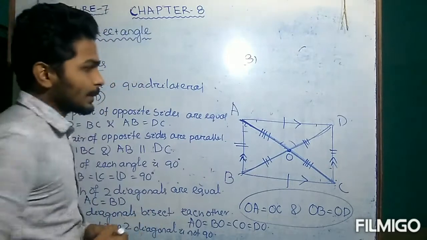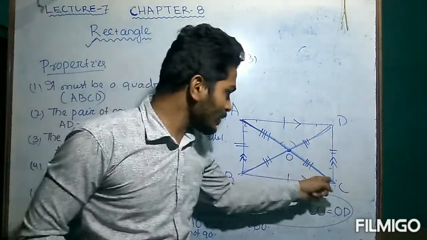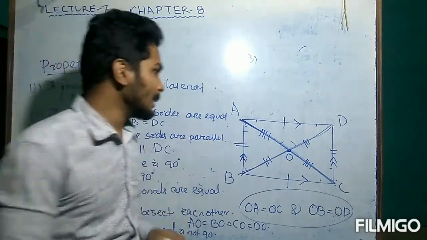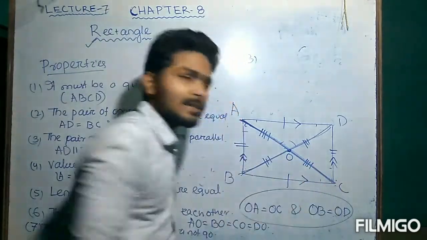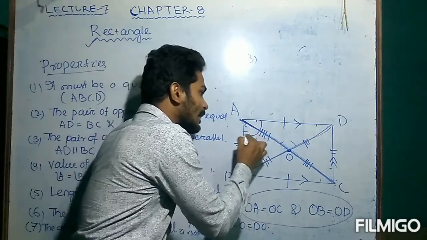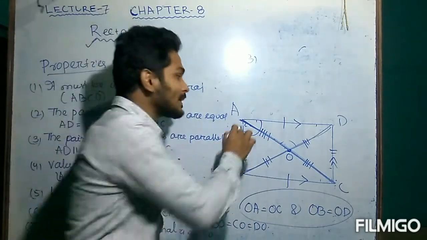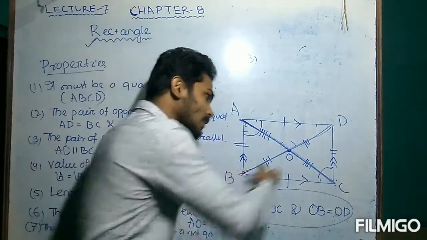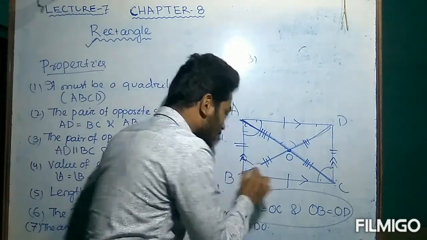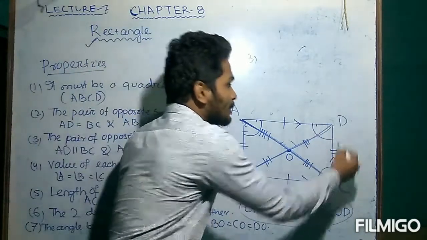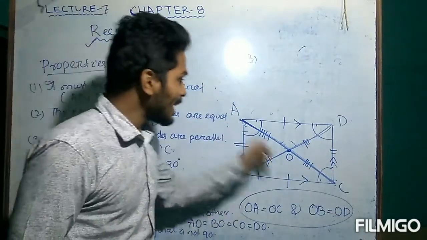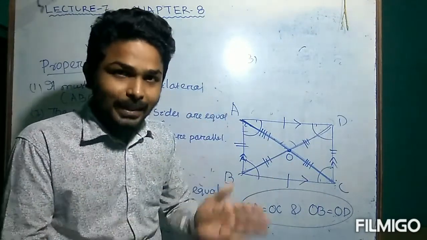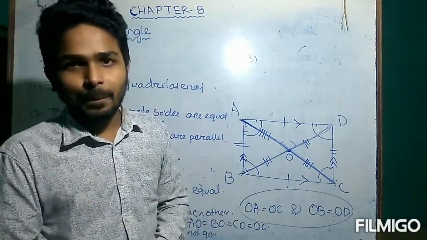Property number 8 tells you that this diagonal and this diagonal bisect each other. We know it from some previous properties, and here the diagonal AC is not the angle bisector of A. It is also not the angle bisector of C. Similarly, the diagonal BD is not the angle bisector of B or of D. So simply, AC and BD are not the angle bisectors of their respective opposite angles.